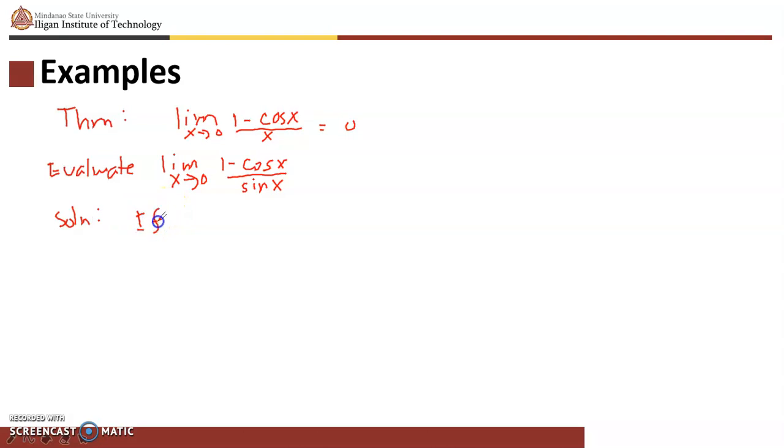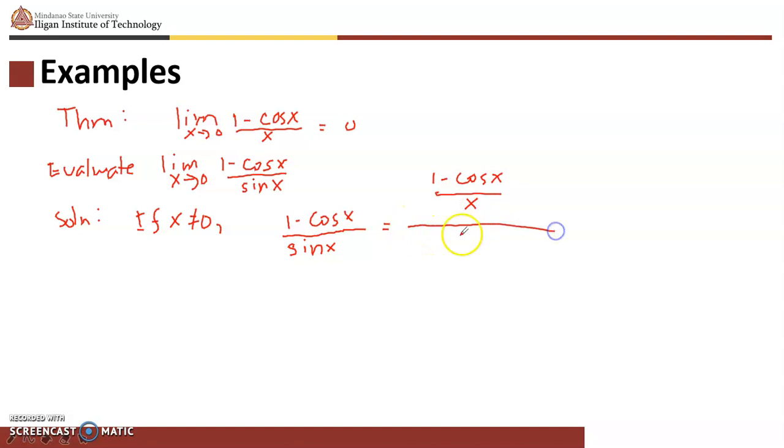if x is not equal to 0, then we will have 1 minus cosine x all over sine x is equal to, we can rewrite that as 1 minus cosine x all over x, all over, so we multiply it by x over x, the entire thing, sine x over x.